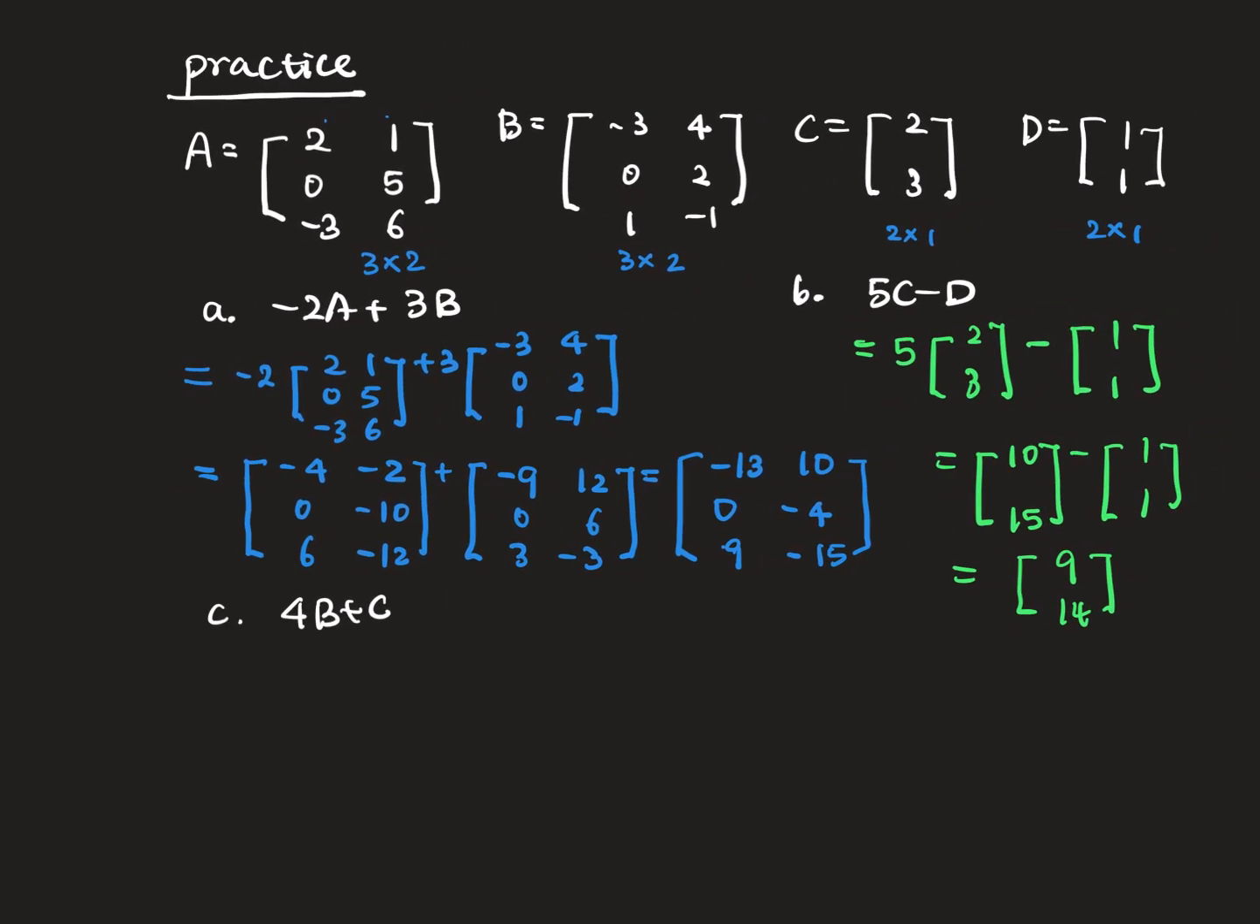But how about the next one? What is the size of matrix B? You say this is 3 times 2. How about C? 2 times 2. So we cannot do it. Undefined. Everyone make sense? All right.